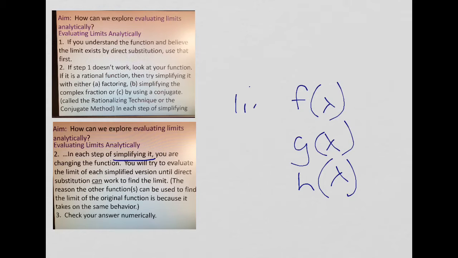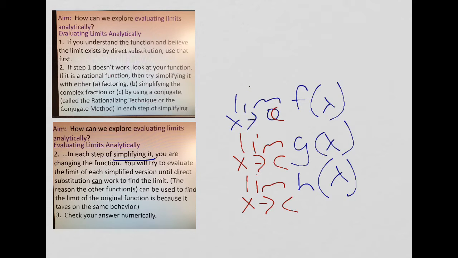In each step of simplifying, you are changing the function, especially if you start canceling factors. So what was f of x becomes g of x, and perhaps you're still simplifying, it becomes an h of x. So the limit notation has to, let me make this a c, it has to keep going every time you write a different function, okay?